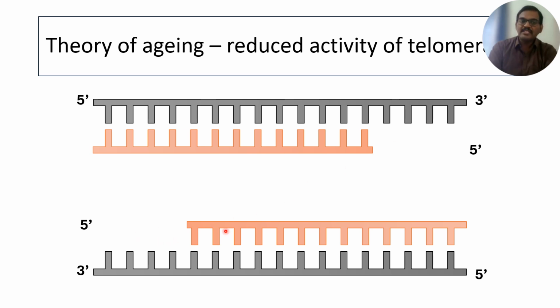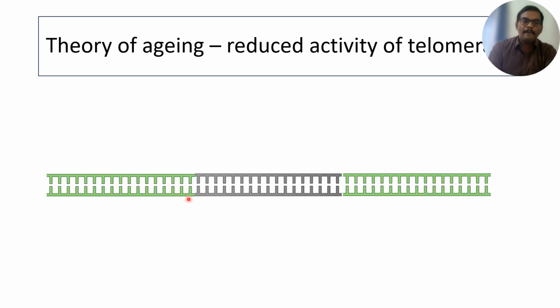So to prevent this, if this continues, after every replication cycle, the DNA will get shortened. So we don't want that to happen. So what we are going to do is add multiple tandem repeats of nucleotides at both the ends. So this green color is the multiple tandem repeats, which is present at both ends of the chromosome. So by adding this, after each cycle of replication, the shortening is prevented.